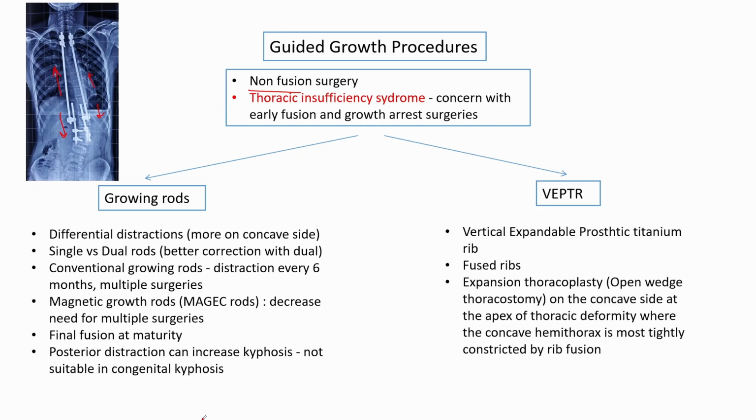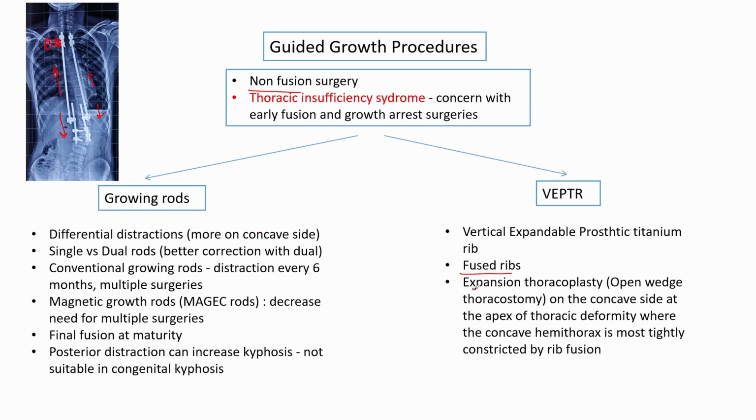Coming to Vector, this is also known as vertical expandable prosthetic titanium rib. In this, anchors are taken on the concave side on the ribs in the proximal part. In the distal part, the anchors can be in the spine, in the ribs, or in the pelvis. Now, when we have fused rib, this procedure is more appropriate.